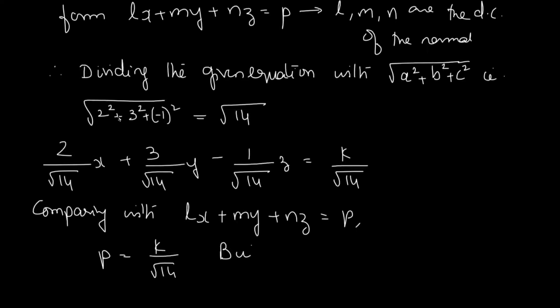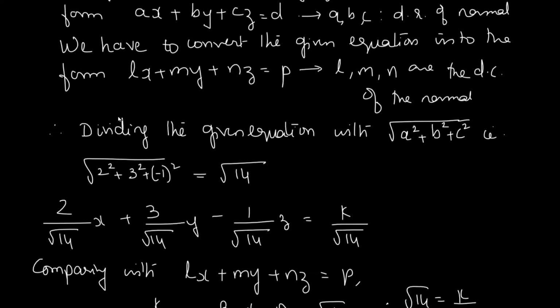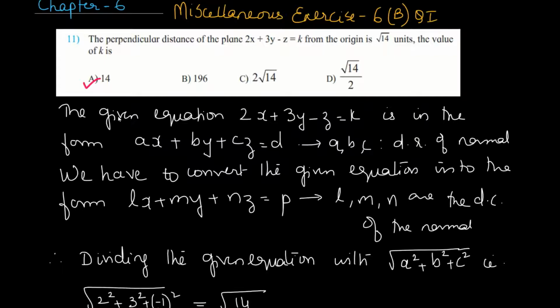So here, in this case, the perpendicular distance, that is p, is given as root 14. It is given there. And therefore, we have root 14 is equal to k upon root 14. And therefore, k can be written as 14 units. So from our answer in our MCQ, the options which are given there, A is 14. So A becomes the correct option.